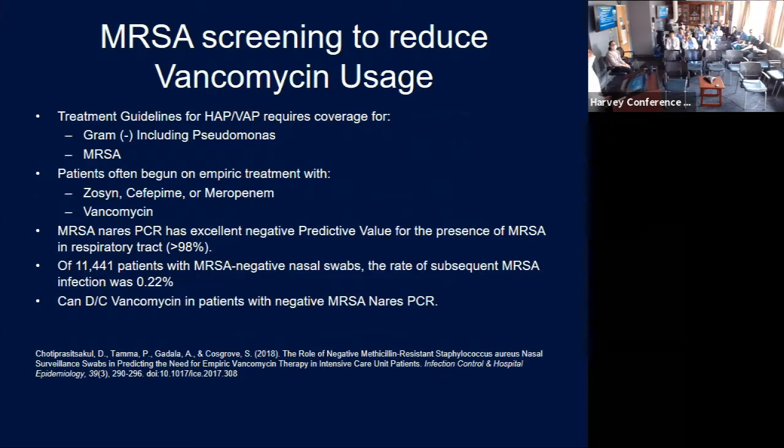In one very large study where they looked at over 11,000 patients, when they followed them prospectively, they found that if the MRSA nasal swab was negative, only about 0.22% eventually had MRSA grow. So the bottom line is it could be very helpful for de-escalation of antibiotics. You can clearly use the MRSA MECA gene to determine whether or not you have to maintain the vancomycin. I think that's a really helpful toolkit in our ability to de-escalate antibiotics.